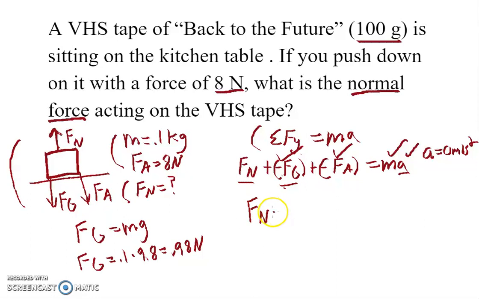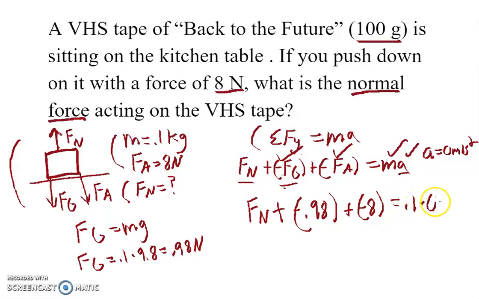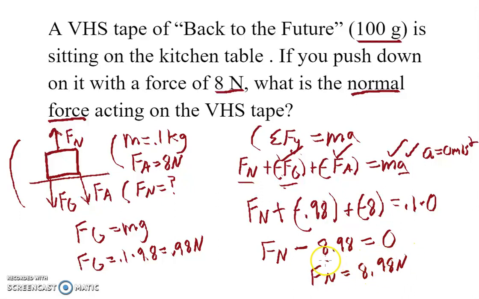So we have Fn plus the force of gravity, which is negative 0.98, in parentheses, plus negative 8 for Fa. And then this side is just going to be 0.1 times a, and a is 0. So we get Fn plus negative 0.98 plus negative 8. So that's Fn minus 8.98, and the right side is just going to be 0. So we get the normal force is equal to 8.98 newtons. Seems to make sense. The applied force and gravity are going down, and the normal force is going up.